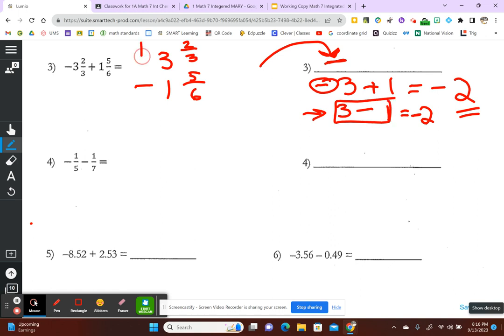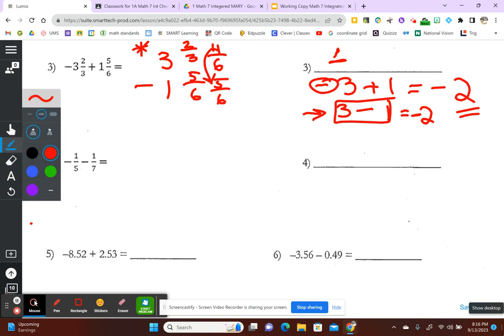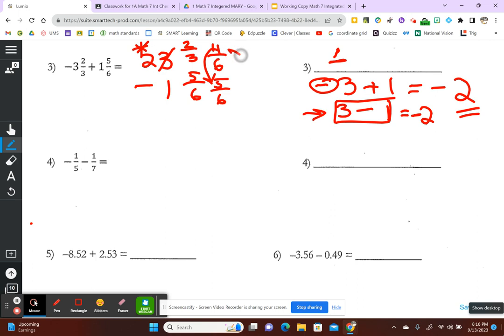Notice it's always the bigger number on the top. Now, I have to change these to have a common denominator. So this would be 4/6 minus 5/6. But there's a problem here because I can't do 4 minus 5. So that means I have to borrow. So instead of writing a 3, I'm going to make that a 2. So this is actually 2 plus 1 4/6 minus 1 5/6.